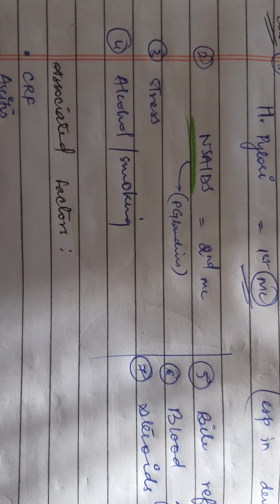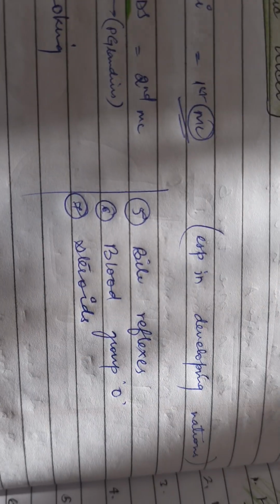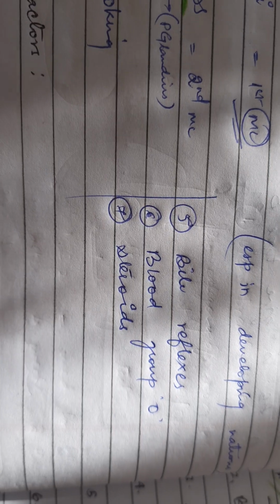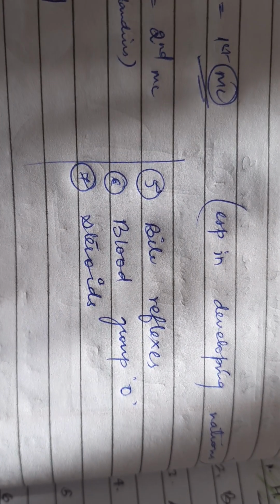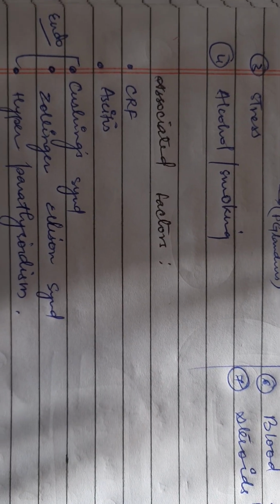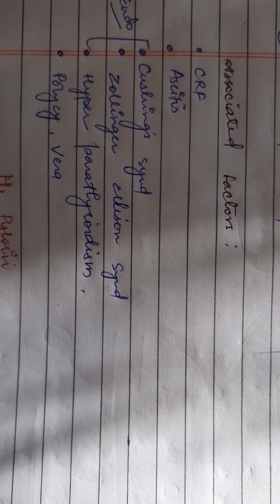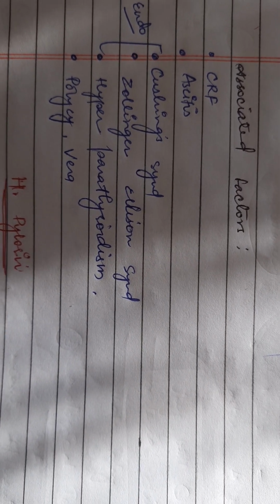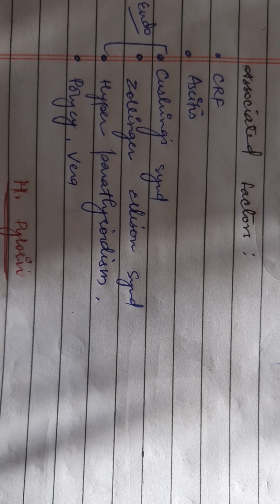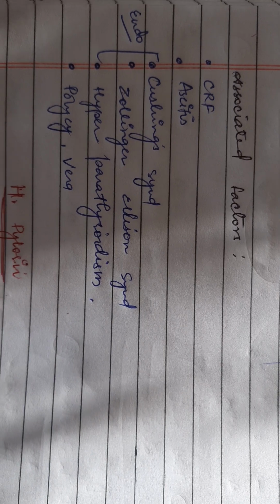Okay. Then stress is a cause. Other etiologies: alcohol, smoking, bile reflux, blood group O. It is seen that peptic ulcer commonly occurs in blood group O patients, and then steroids. Then associated factors are CRF, chronic renal failure, ascites, Cushing syndrome, Zollinger-Ellison syndrome, hyperparathyroidism, and polycythemia vera. These are the diseases which are associated with peptic ulcer.